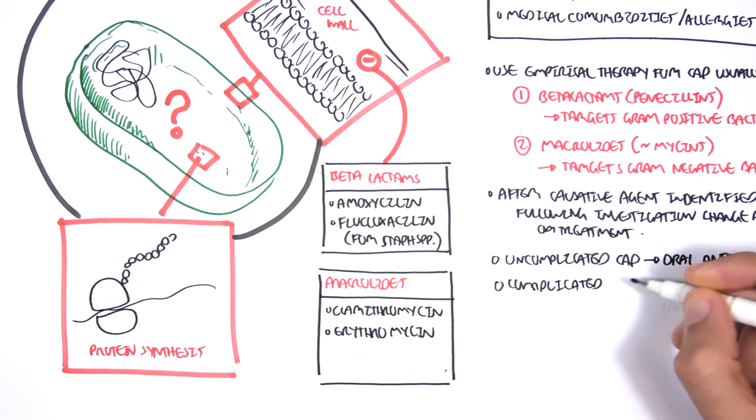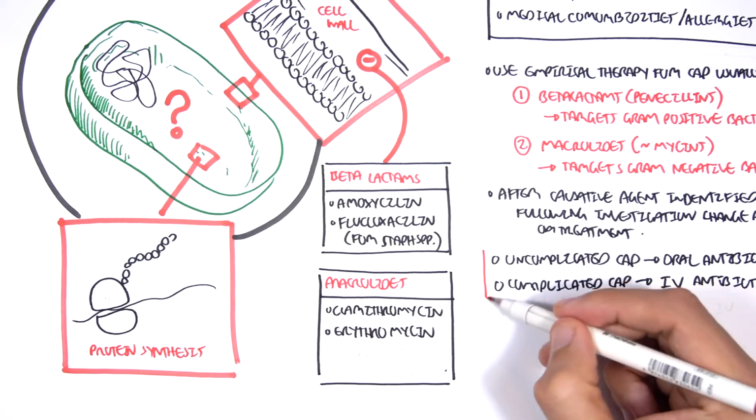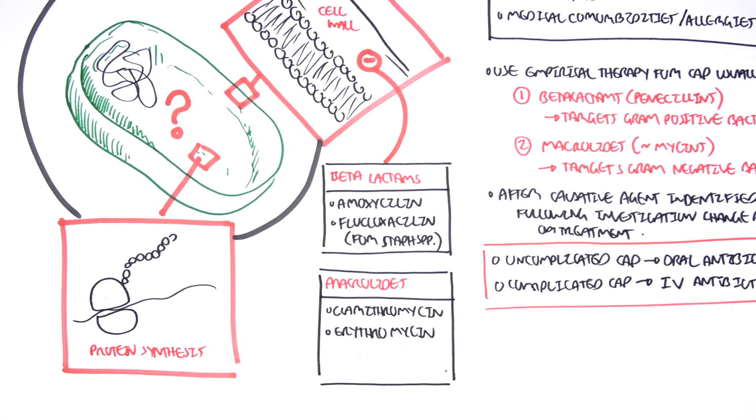Now, in summary, for uncomplicated community-acquired pneumonia, you use oral antibiotics. But for complicated community-acquired pneumonia, you would use IV, intravenous antibiotics, so that it can get into the system faster.